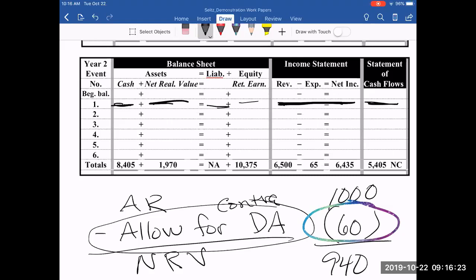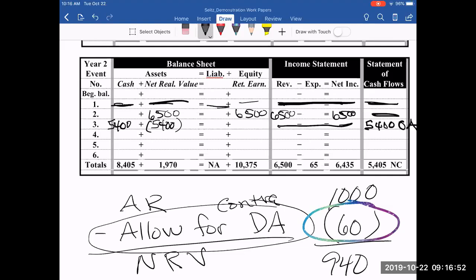2, you provided $6,500 of services on account, so you're going to see an increase in accounts receivable here, and an increase in retained earnings for revenue, an increase in revenue, an increase in net income, but no cash effect there. 3, you receive $5,400. So just like we did before, we're going to increase our cash. We're going to decrease our accounts receivable. This does not have any effect on the income statement, but what you will see is an increase in cash for operating activities over here in step 3.